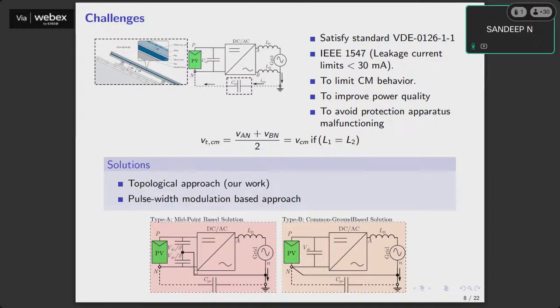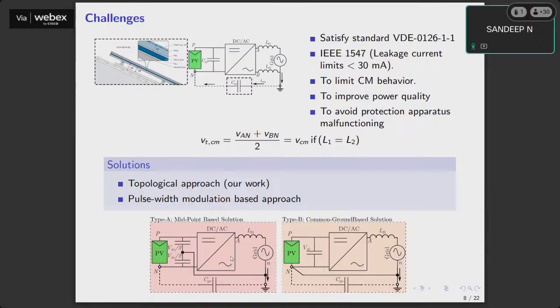Since the frequency is very, very small, the reactance offered by the capacitor is very large. So in both cases, the current that is going to flow through the parasitic capacitance is going to reduce significantly. That is called a midpoint based solution.